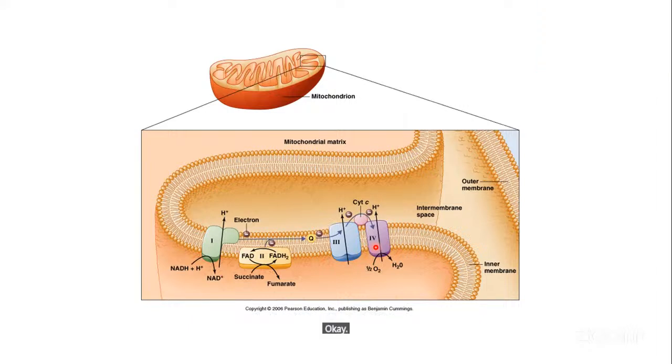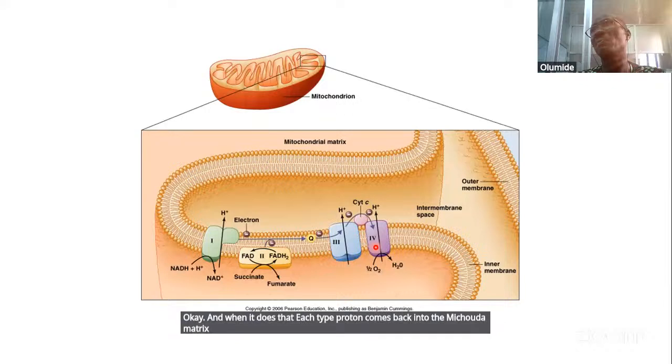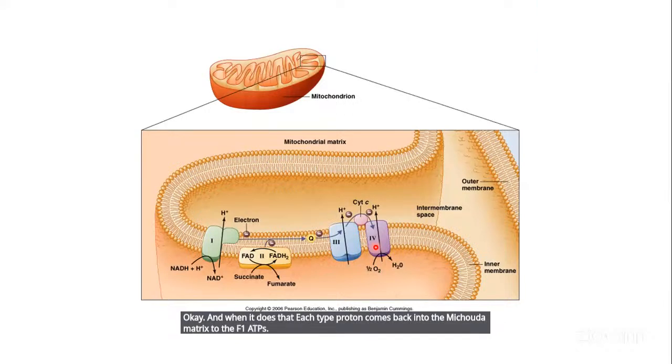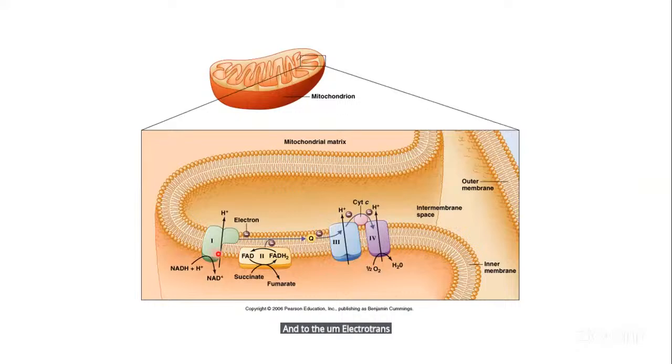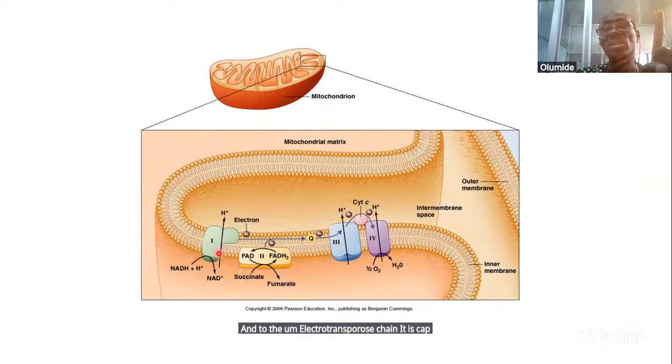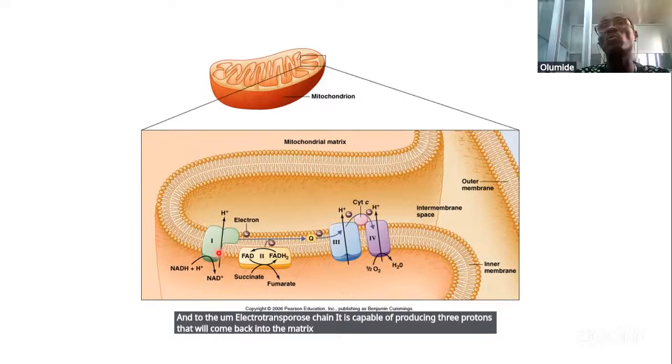And when it does that, each time a proton comes back into the mitochondrial matrix through the F1 ATPase, it makes ATP. So if NADH2 delivers its electron to the electron transport chain, it is capable of producing 3 protons that will come back into the matrix. That means 3 ATP will be generated.